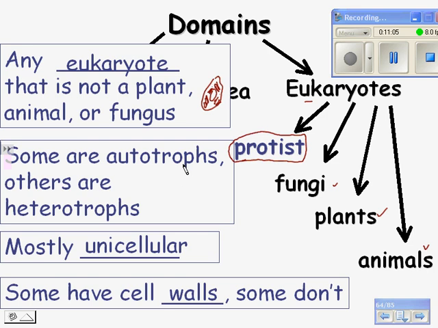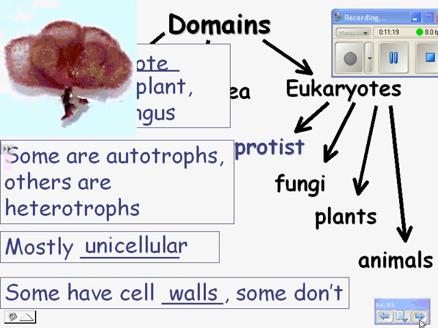So they're really diverse. Some are autotrophs, some are heterotrophs. Most of them are unicellular. The ones that are multicellular don't have differentiated tissues for the most part. Some of them have cell walls, some don't. So again, you don't have to write any of this down yet.